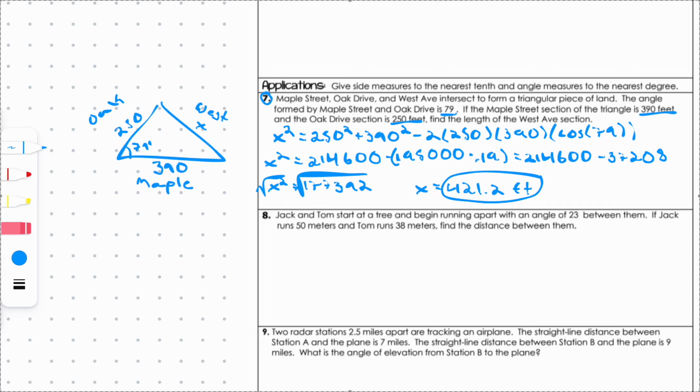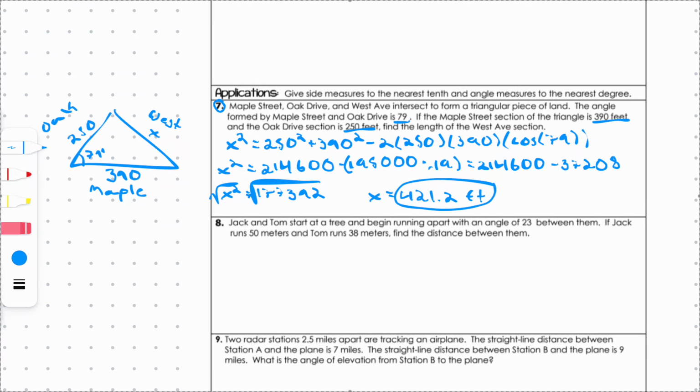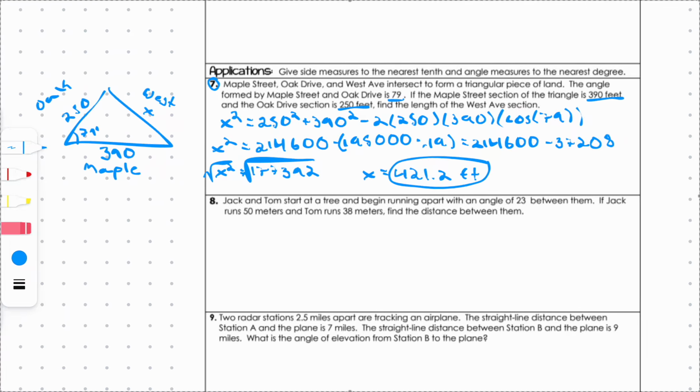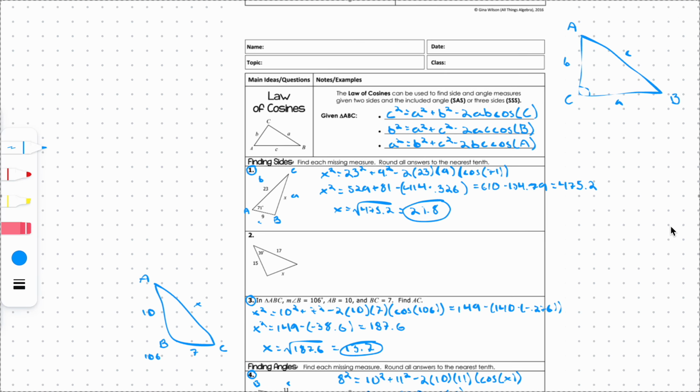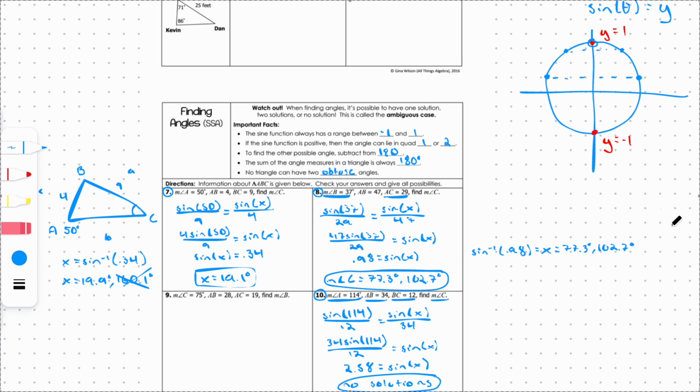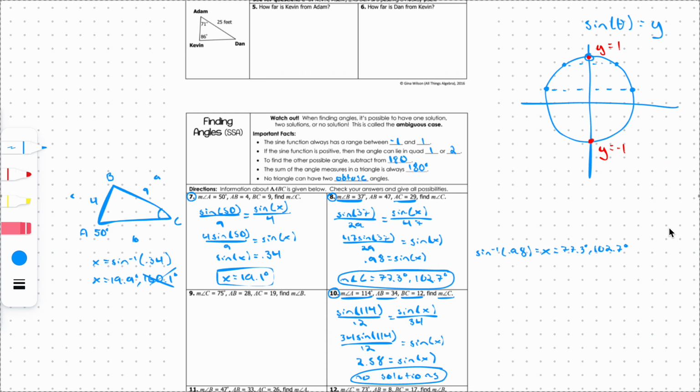Perfect. That's how we would apply law of cosines to solve one of these word problems. Hopefully you've learned a little bit from what we've talked about today, both about law of sines and law of cosines, and how to apply them when we know two angles and one side versus when we know two sides and one angle, and all these different configurations to find unknown side lengths and angle measures of various non-right triangles.